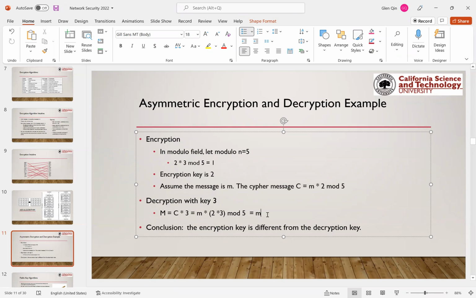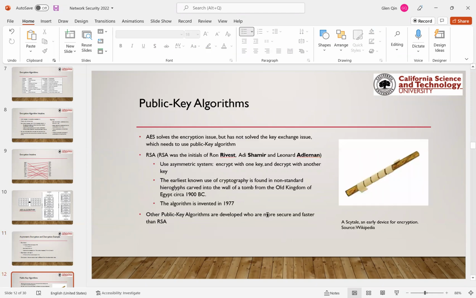How do we use this one? I think that's your question. How do we use this one? Yep. Okay, let me see.